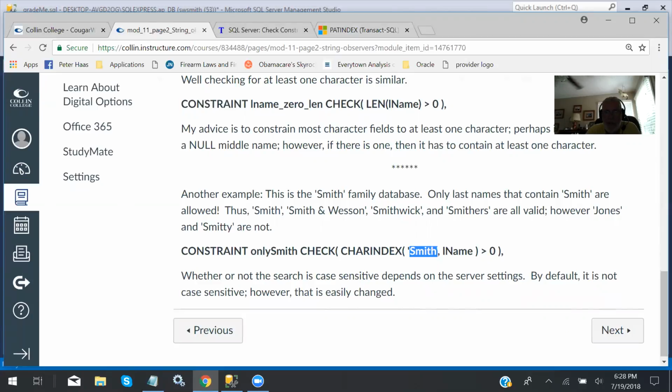Now, whether or not the search is case sensitive depends on the server settings and how you have it. By default, if you just do a default server installation, string searches are not case sensitive, but you can change that fairly easily.